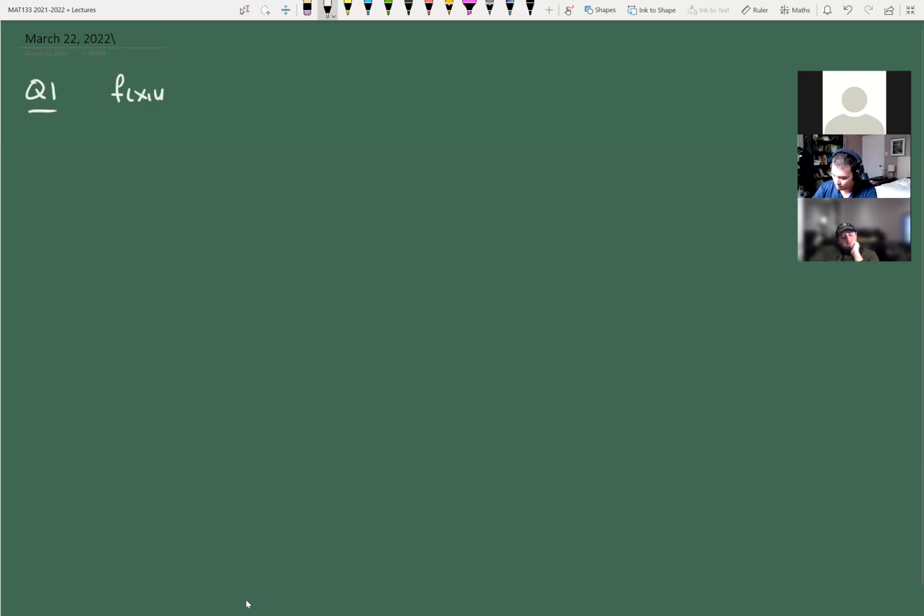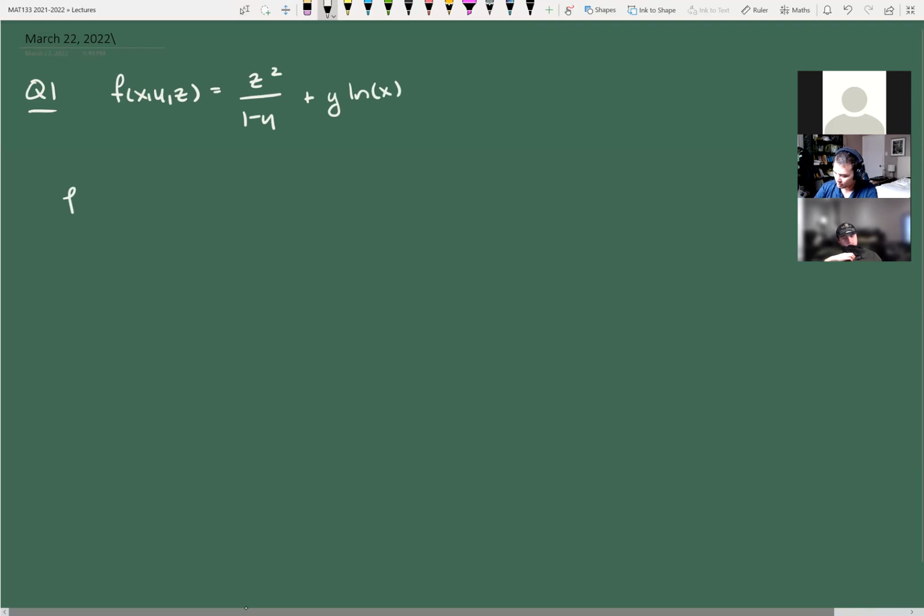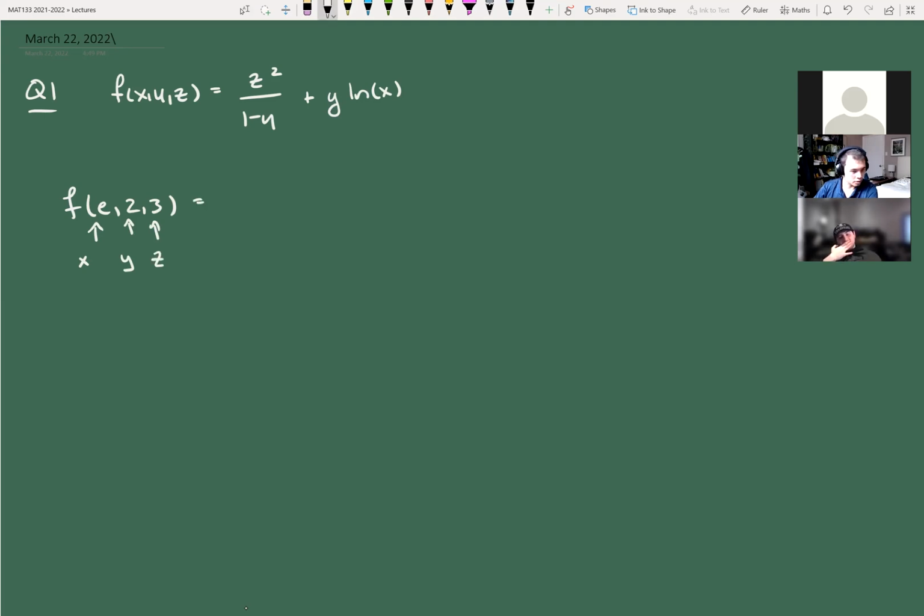So f of x, y, z. What was it? It was z squared over 1 minus y plus ln x. Maybe some people screwed up what ln was. We were asked to plug in (e, 2, 3). So e is the x, 2 is the y, 3 is the z, and we do it just like a normal function. So z squared is 3 squared, divided by 1 minus 2, plus 2 ln e. Then we simplify: 9 divided by -1, plus 2, so that's -7.